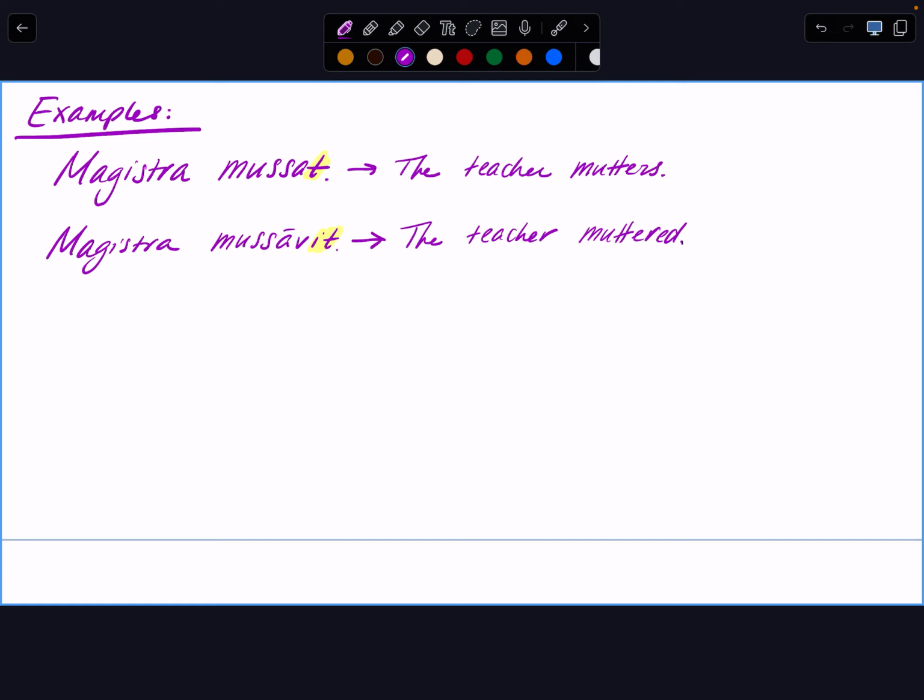Which is different from saying the teacher was muttering when the administrator walked in the room. At the time of the administrator walking in, she's continuously muttering, which is different from saying the teacher muttered when the administrator walked in the room. She muttered and then she shut her mouth when the other person walked in. Does that make sense? Continuous versus completed action.